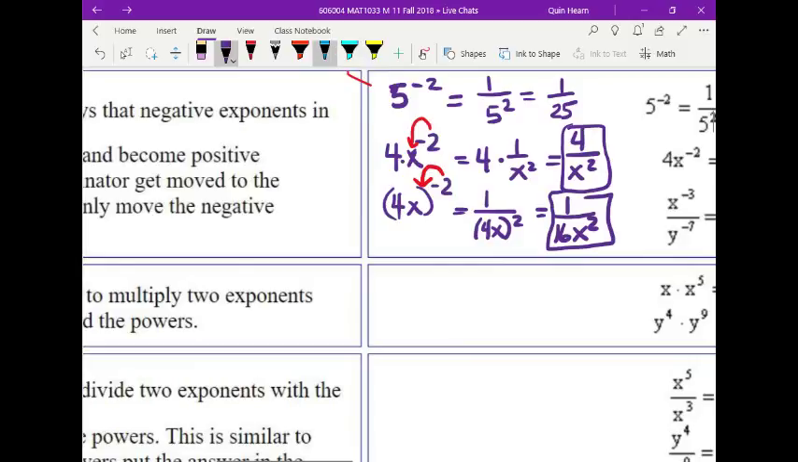So these are two different results here, right? Because in one, the exponent was only affecting the x, and in the other it was affecting everything.